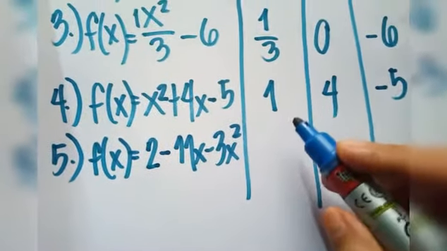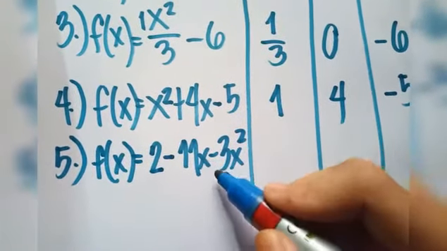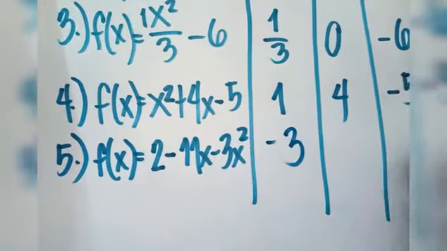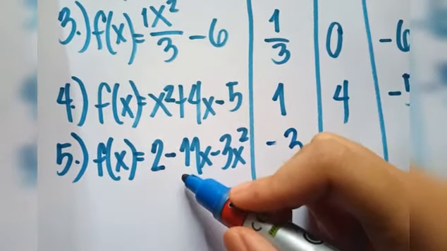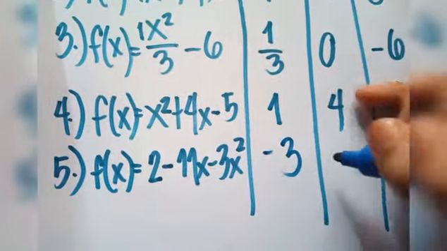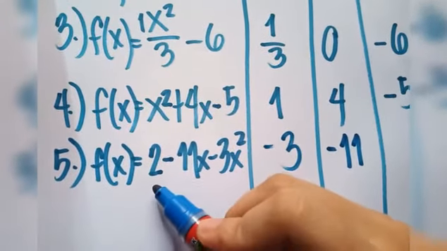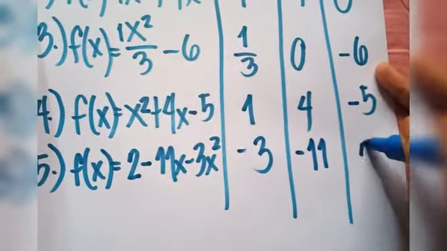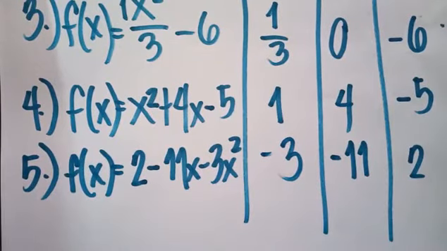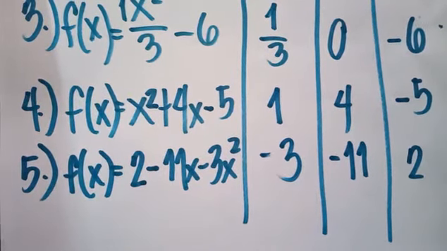So, yung value ng ating a dyan ay magiging, we have negative 3. Yung ating linear term, which is negative 11, ay magiging yung ating value of letter b. Then, yung ating constant ay positive 2. So, that's how to identify the values of a, b, and c of the quadratic function.